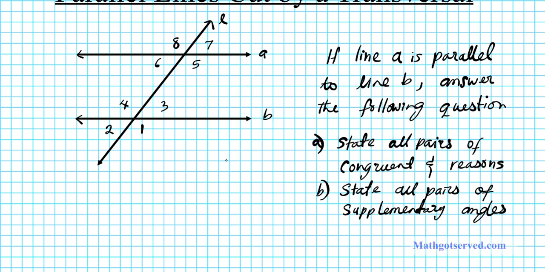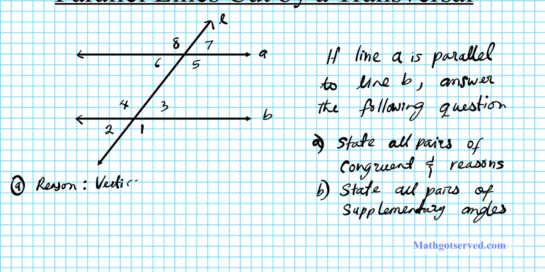We're going to start with part A. We're going to state all pairs of congruent angles. Starting with part A, we're going to group them thematically. We're going to group the pairs of congruent angles by the reasons behind why they are congruent. The first one I want to deal with is vertical angles. So the reason for my first grouping is vertical angles.